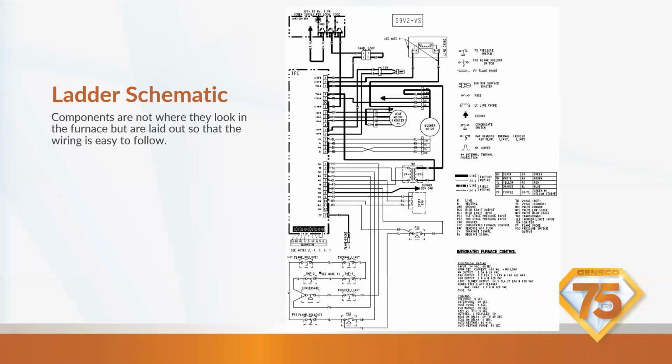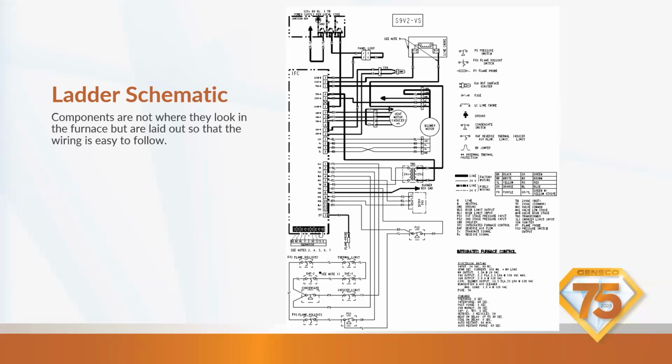Now ladders have nothing to do with where they are in the furnace. Everything on the ladder schematic is laid out how it's easiest to trace out the wires and where they go. So components are not where they look in the furnace, but are laid out so the wiring is really easy to follow. So pictorials are like a picture. A ladder is more like an engineer would like to see it, right? If everything was just laid out in perfectly straight lines for you, really easy to follow.